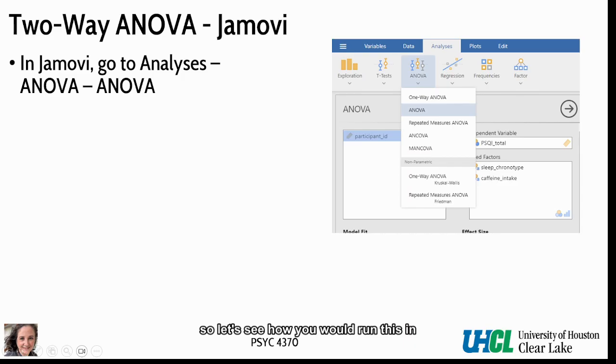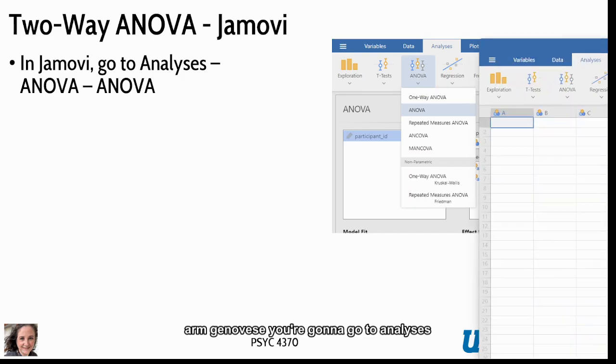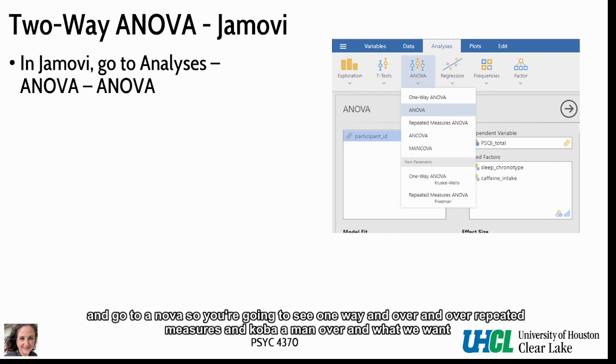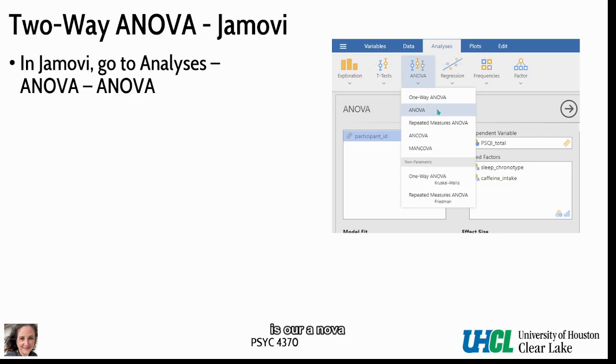So let's see how you would run this in Jamovi. You're going to go to Analyses and go to ANOVA. You're going to see one-way ANOVA, repeated measures, ANCOVA, and MANCOVA. And what we want is our ANOVA.